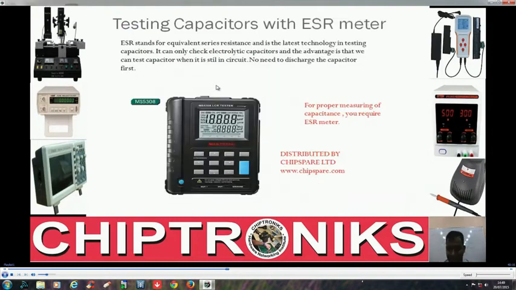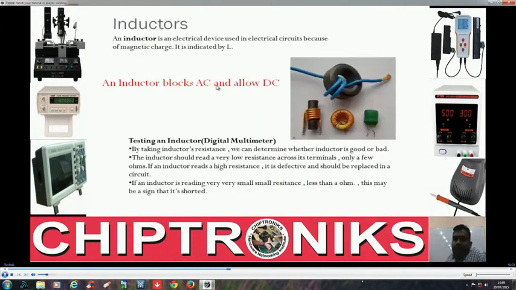Alright, I won't go into much detail about what exactly an equivalent series resistance is. This is a bit more theoretical over here, so let's not go into the theory and let us serve the purpose of diagnostics with the right concepts.